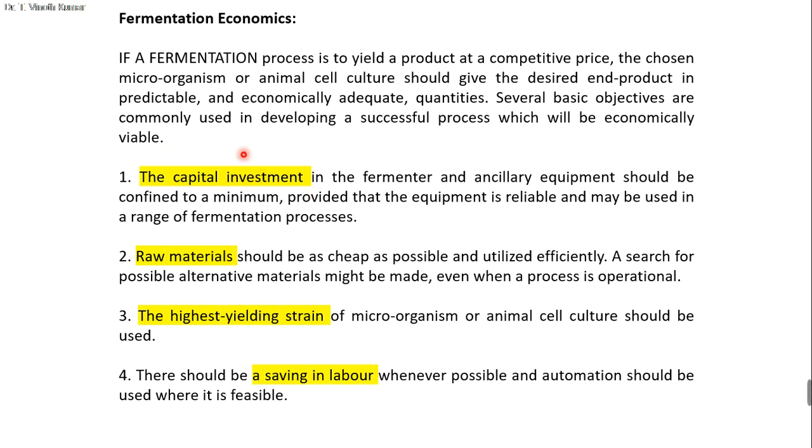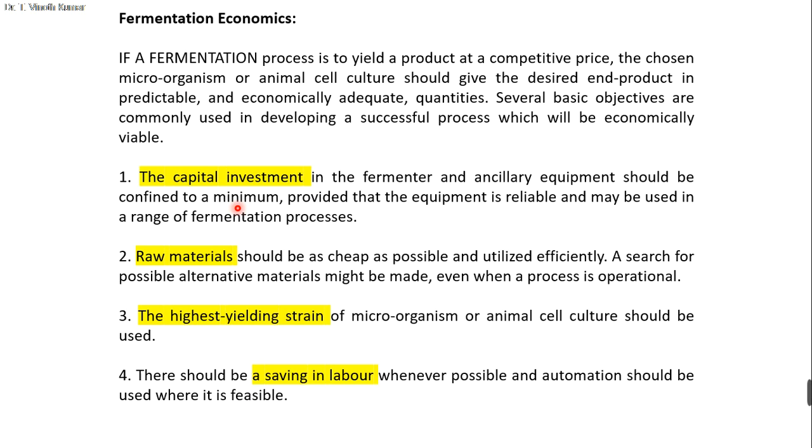The first one is the capital investment. For example, if you are starting a biotech startup and starting production of any product using fermentation technology, industrial microbiology or bioprocess technology, the capital investment will play a major role. The capital investment in the fermenter and ancillary equipment should be confined to the minimum. So if I am going to produce a particular quantity, and I need only a 100 liter fermenter, that is more than enough. There is no need to put a lot of money into purchasing a 1000 liter fermenter. If a 100 liter fermenter solves your purpose, you can just do with it.